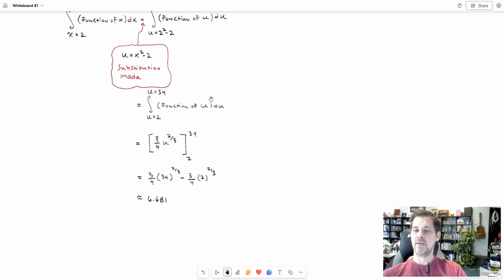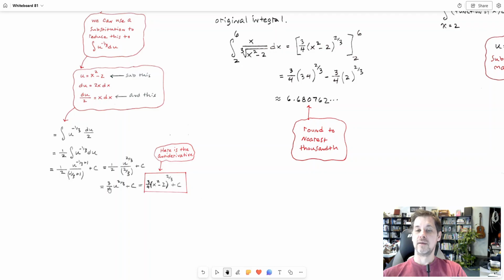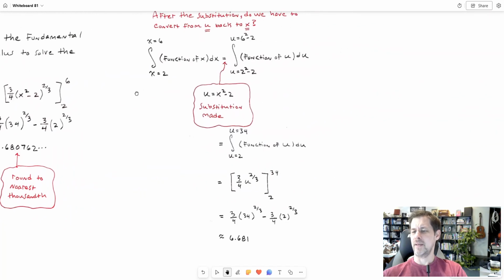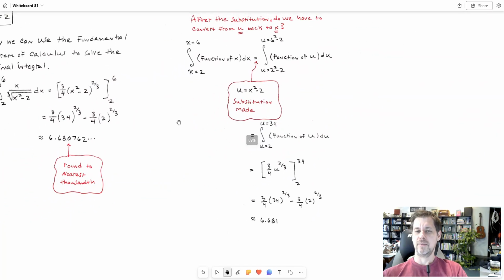And what was that antiderivative that I found in terms of u when I was working that problem? It was 3/4 u to the 2/3. So I can just use that with these bounds and get the same answer, rather than take my antiderivative in terms of u, then convert back to x and use that. Now, I don't think it makes a big difference either way. I mean, we get the same answer. And I don't really think one's easier than the other.